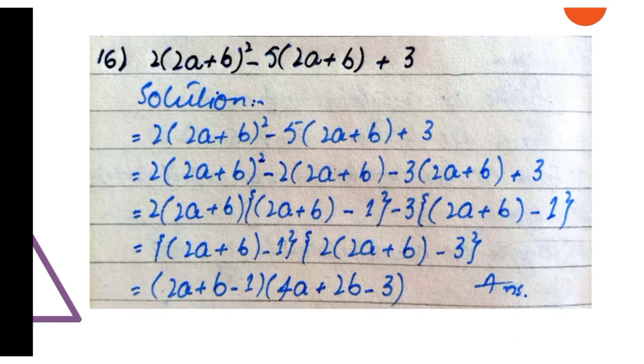Now question number 16 is 2 into (2a plus b) whole square minus 5 into (2a plus b) plus 3. So again do the middle term breaking. The product of the coefficient of x square and the constant term here, 2 and 3, is 6. For the middle term breaking, we have the factors minus 2 and minus 3, because the product of minus 2 and minus 3 is also 6. Now from the first two terms take 2 into (2a plus b) as common, and the remaining terms will be in these braces, which are 2a plus b minus 1.